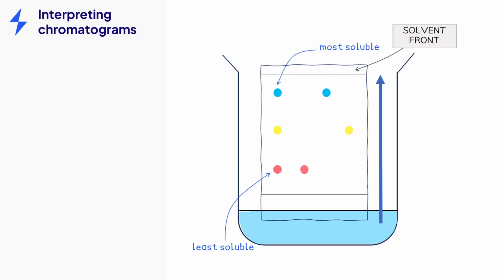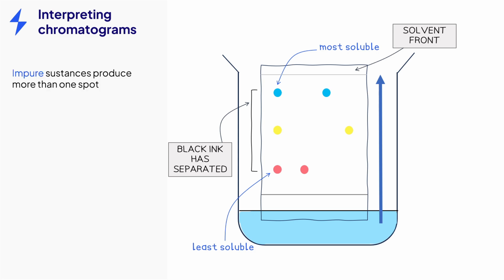We can see that the black ink is separated into three colours, shown by the three dots that are in line with where you drew your original black dot. The black ink is therefore a mixture, as a pure substance would only produce one dot.